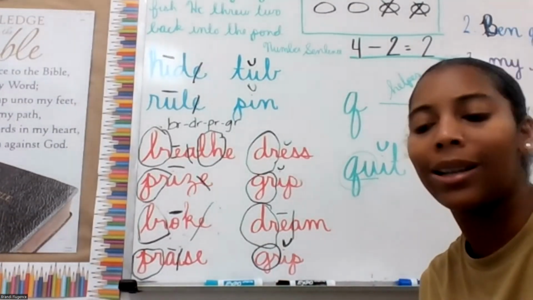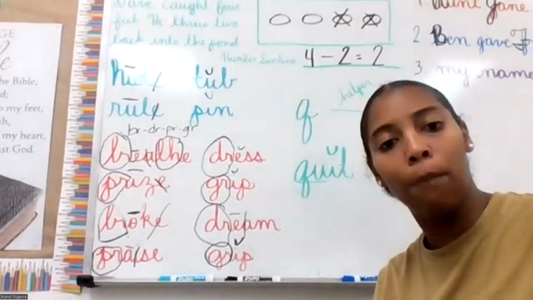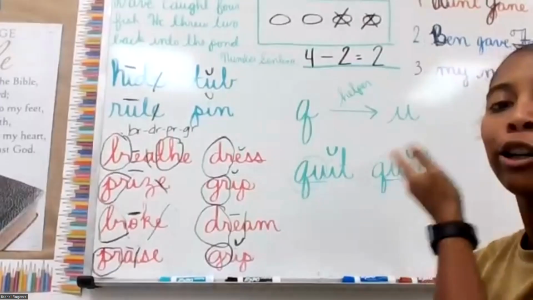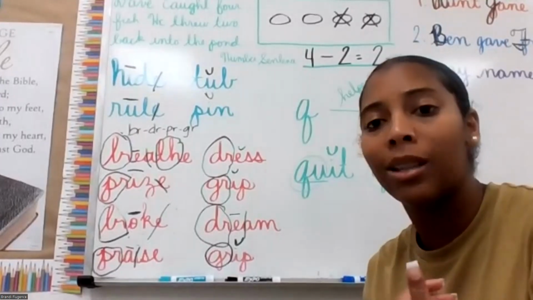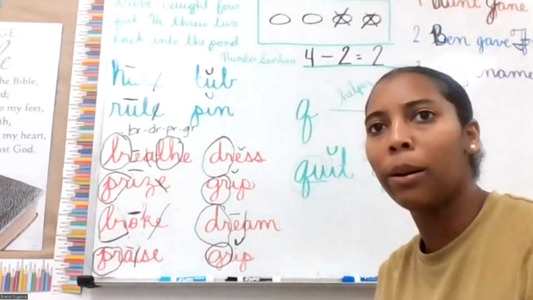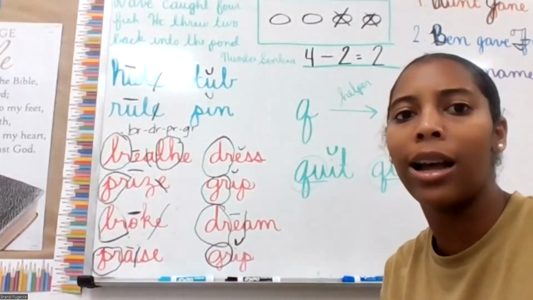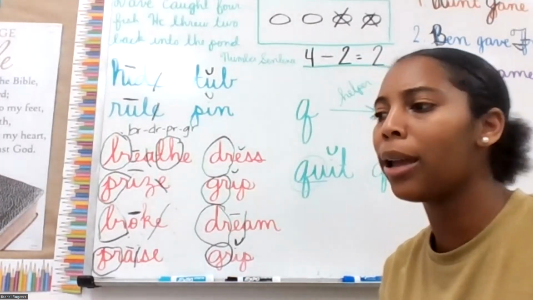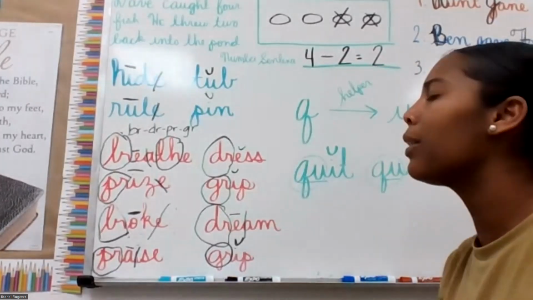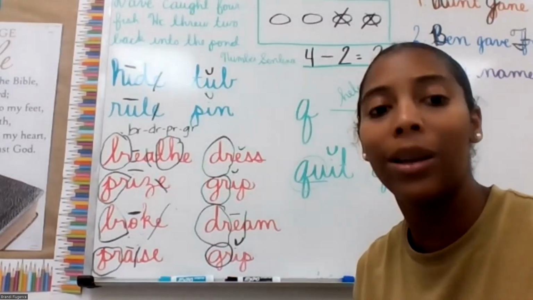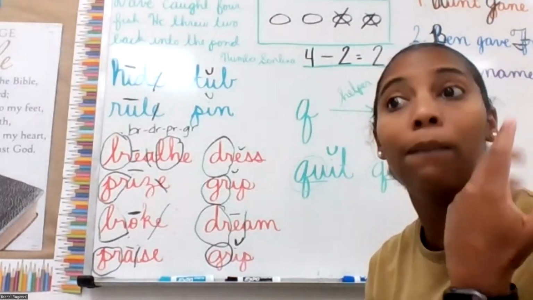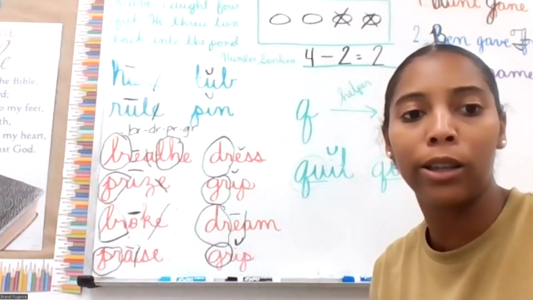Q has a helper. That's the only letter that has a helper, and the helper is the letter U. That's why when we say Q, we say qua. Do you remember that? I think that's something that you learned last year, that Q has a helper. Okay, so just be careful, guys. When you're marking the letter Q, you don't mark the U with it because the U is not there. It's invisible. It's just there to help out the Q.